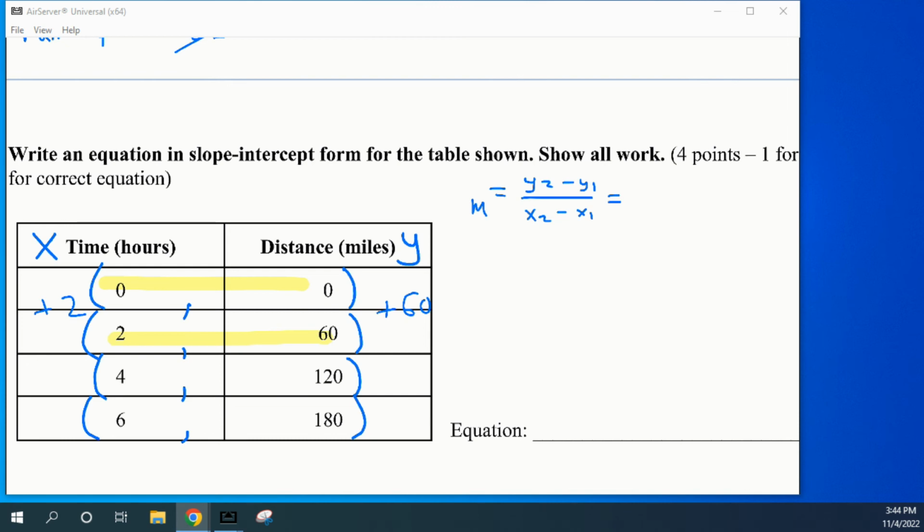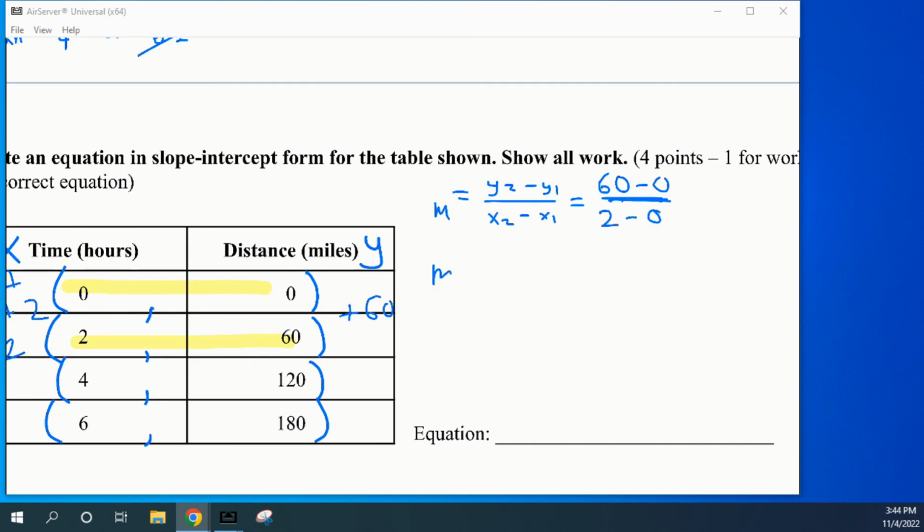So if this is my second ordered pair, this is my first ordered pair. A lot of numbers on there. The y value from my second ordered pair is 60. Y value from my first ordered pair is 0. X value from my second ordered pair is 2 minus 0. It's going to give me a slope of 60 over 2, which is what we just found out, but it's really just going to be 30. Okay, so your slope is 30.